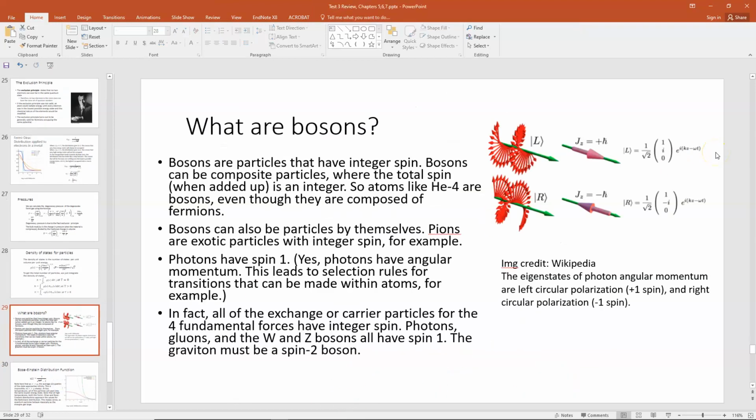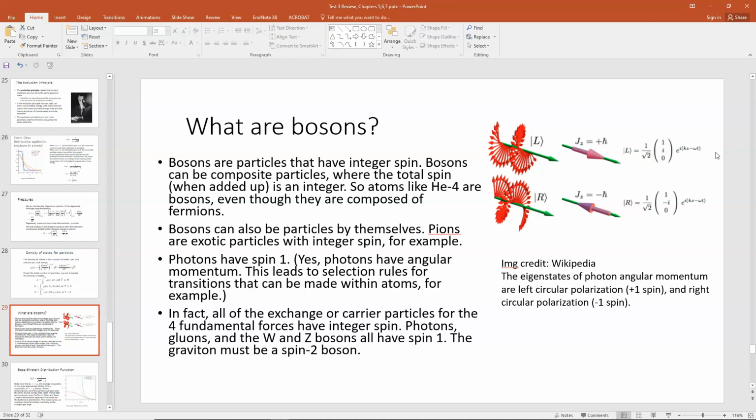All right, bosons. Bosons are particles that have integer spin. Bosons can be added or they can be intrinsic. What I mean by that is you can have a composite boson, which means that the total angular momentum spin is going to be an integer. Something like helium-4 is a boson, even though it's composed of fermions. But you can also have particles that are bosons just in and of themselves, like pions or the Higgs boson. Those things have integer spin intrinsically.